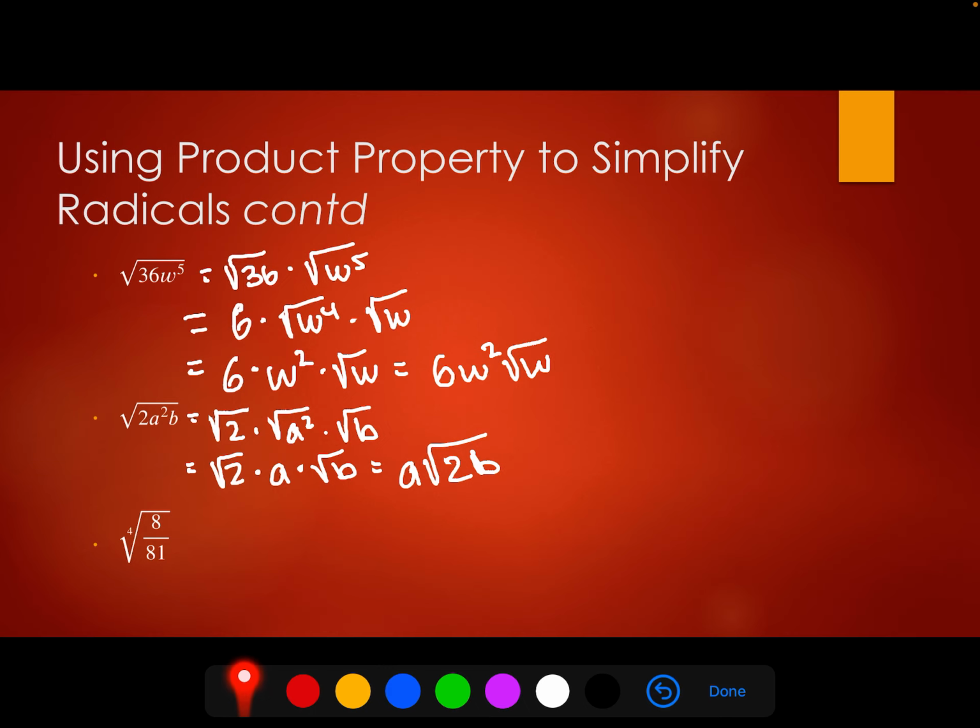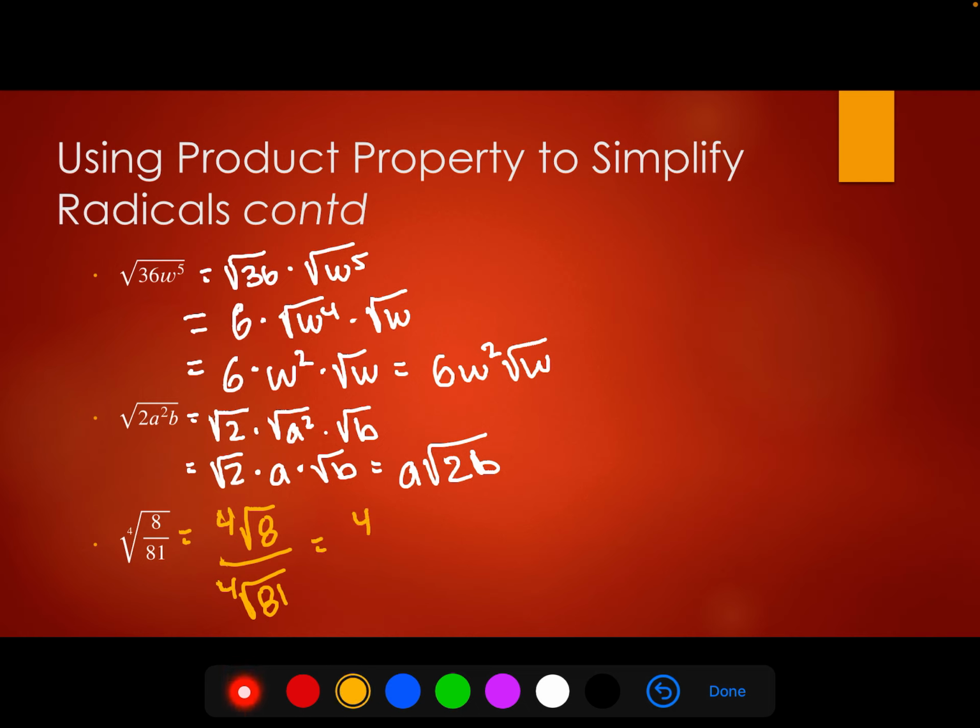Now let's take a look at this last example. We have the 4th root of 8 over 81. So remember, we can rewrite this, right? This is the same thing as the 4th root of 8 over the 4th root of 81. So we go ahead, we see that in our numerator, there's nothing we can do with this 4th root of 8. There's no way to simplify that. So we're just going to leave that as it is.